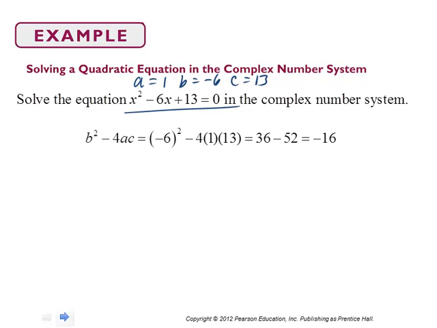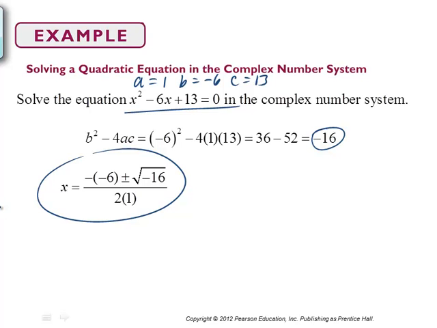Okay? So that means that the discriminant, b squared minus 4ac, will be equal to 36 minus 52. That's equal to negative 16. We have a negative discriminant. That means we're going to have complex solutions. And here's what the quadratic formula tells us. Here's your negative b plus or minus the square root of the discriminant over 2a.